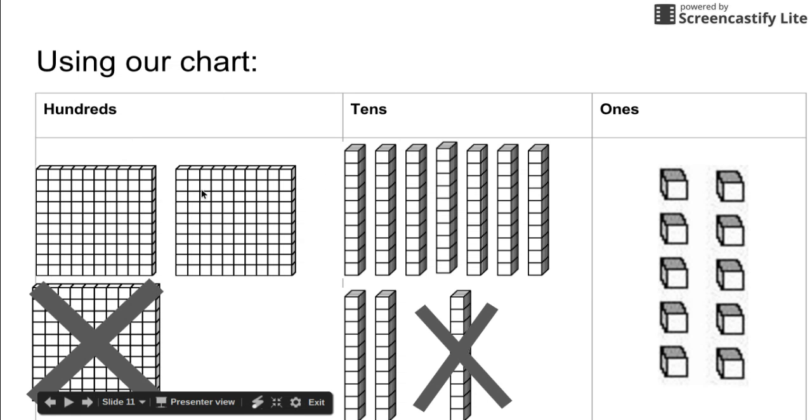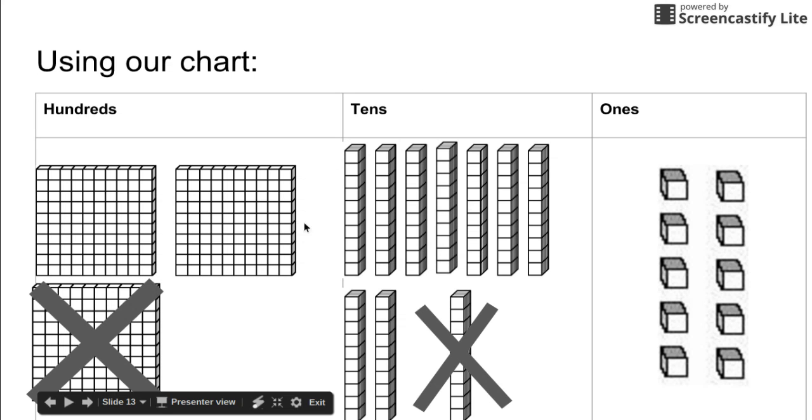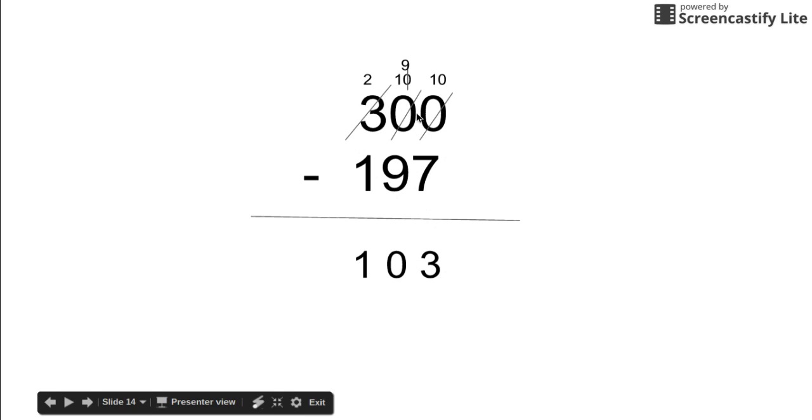And if we go back and look, 2 hundreds, 9 tens, and 10 ones, which we just counted, is still only 300. So even though you see this number looking a little different, the value of the top number here is still just 300. So again, this value is still only 300, so that's what we're taking it out of. So now we can subtract.